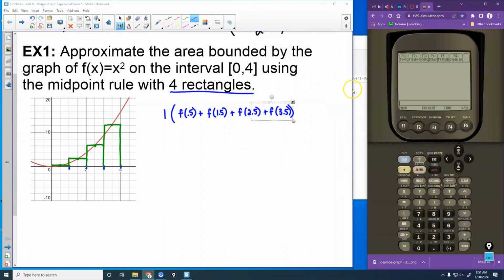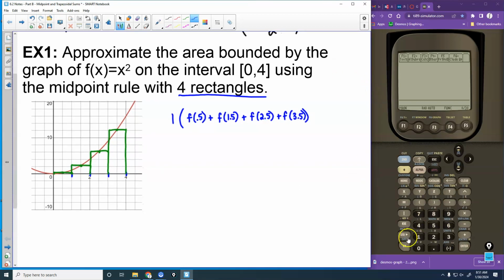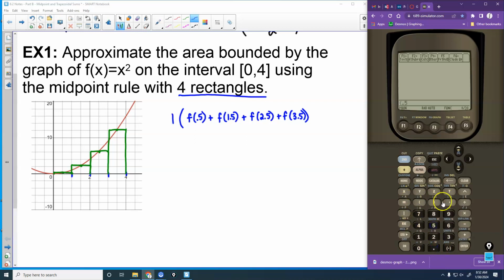Alright. There we go. So you can put it y equals if you want. I think this is just x squared, so I think I'll just type it in. We'll have 1 times 0.5 squared plus 1.5 squared plus 2.5 squared plus 3.5 squared. And for that, we will get 21.